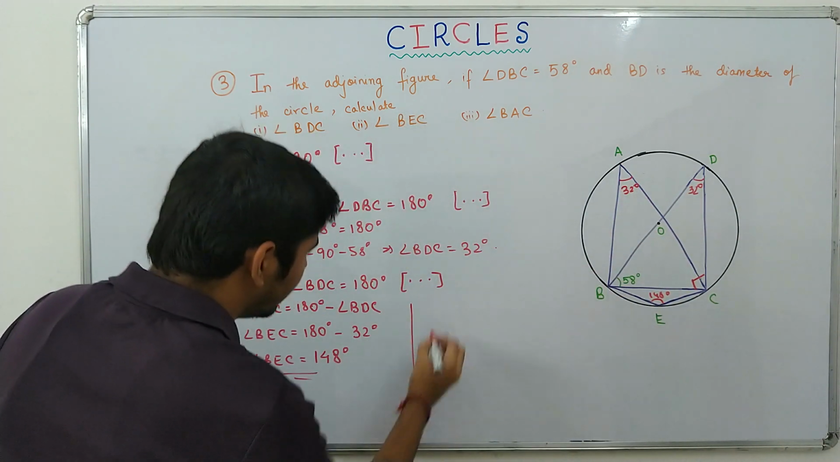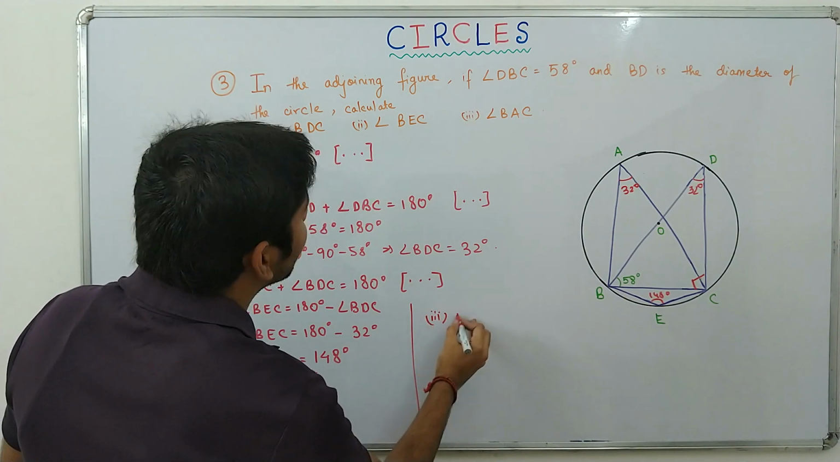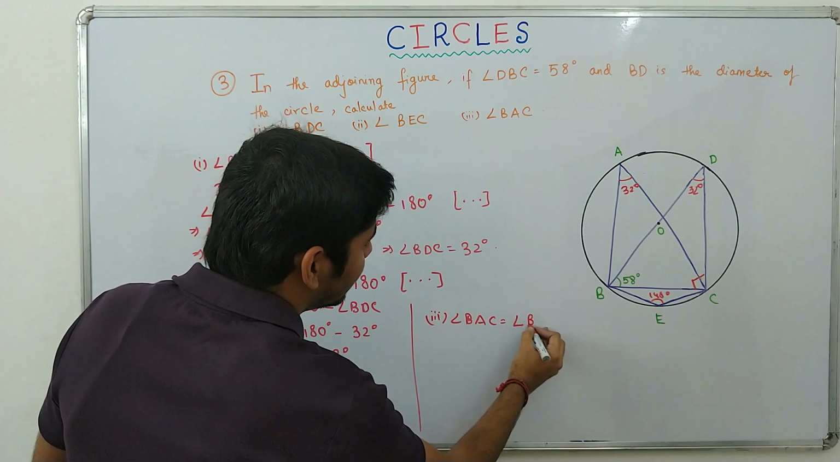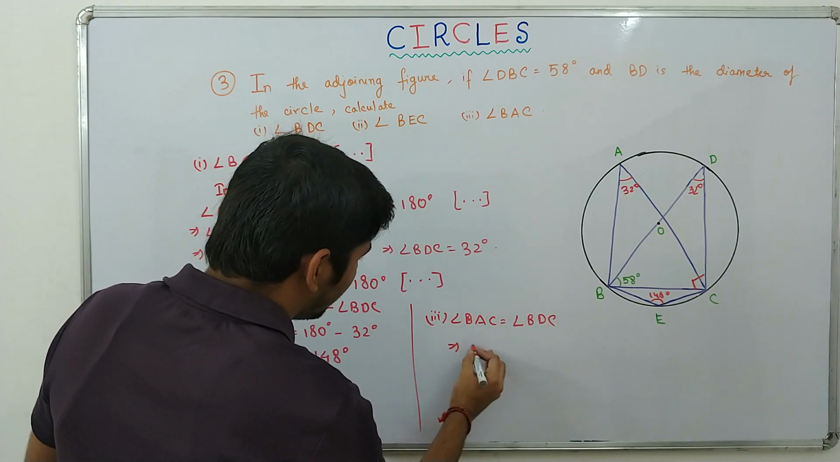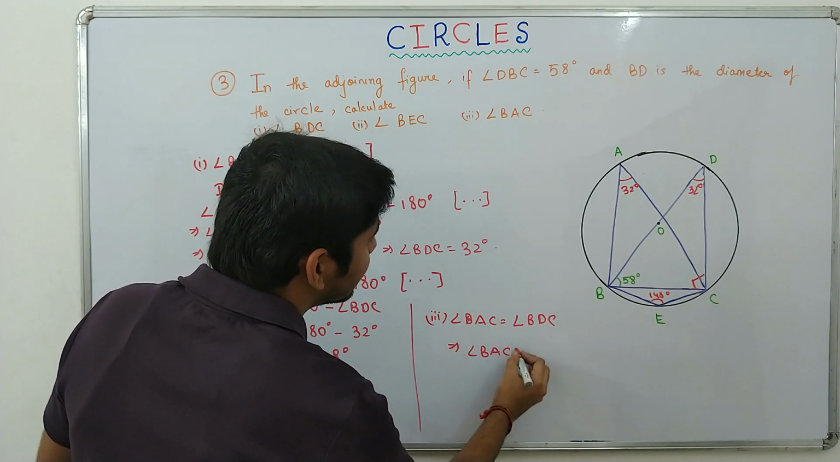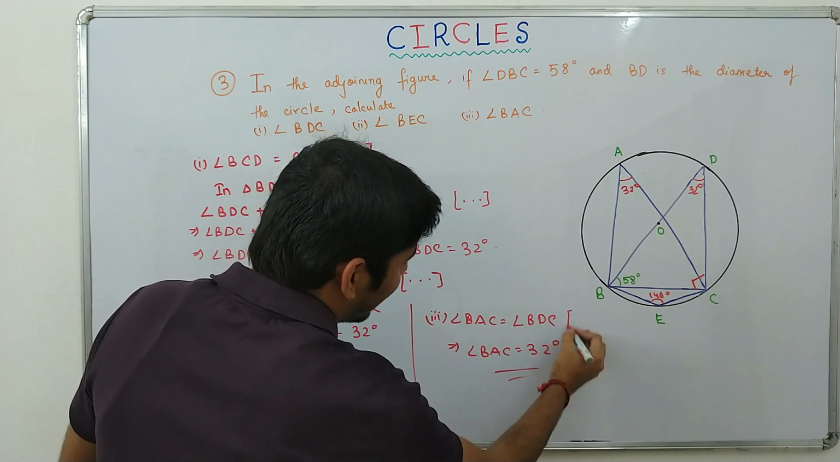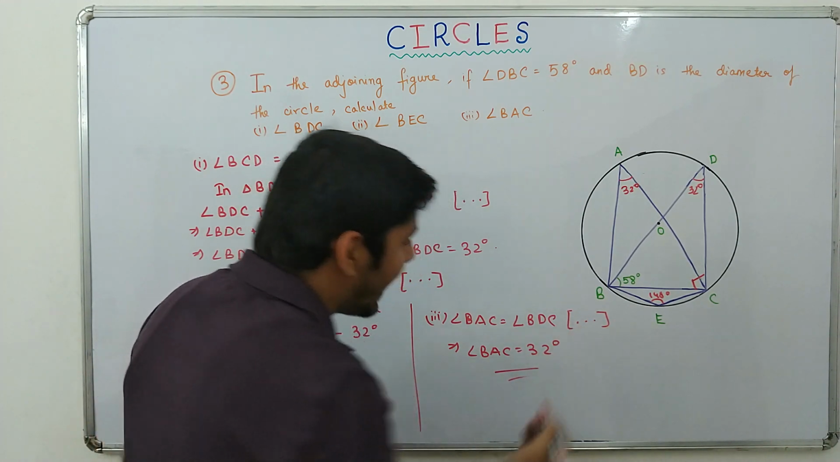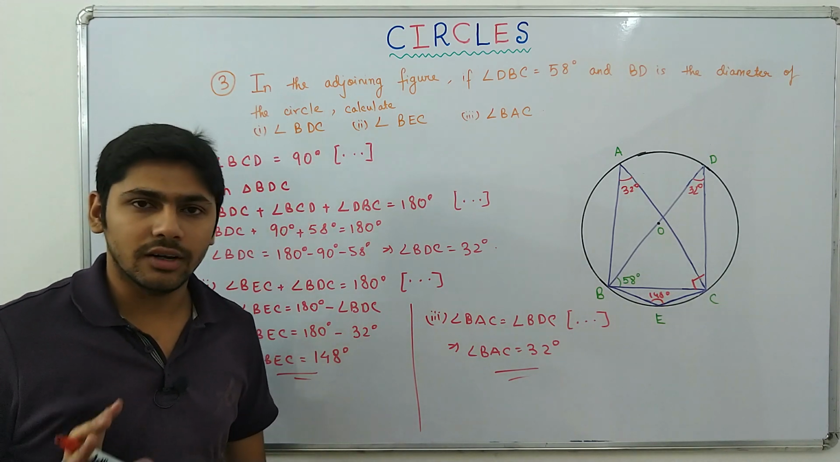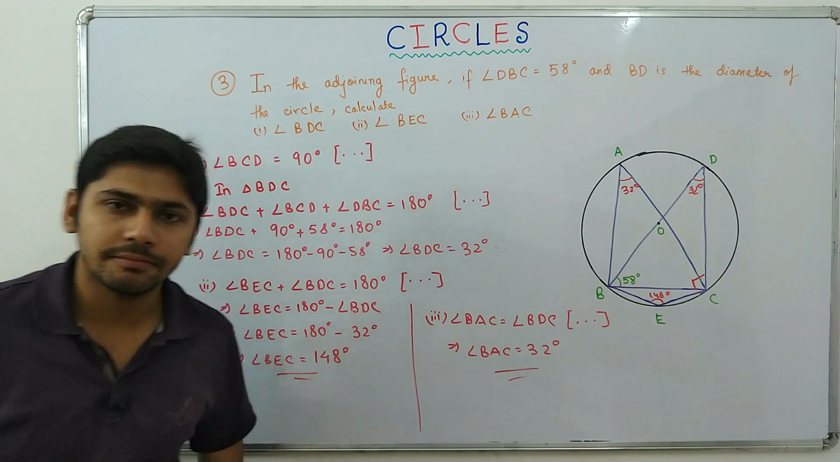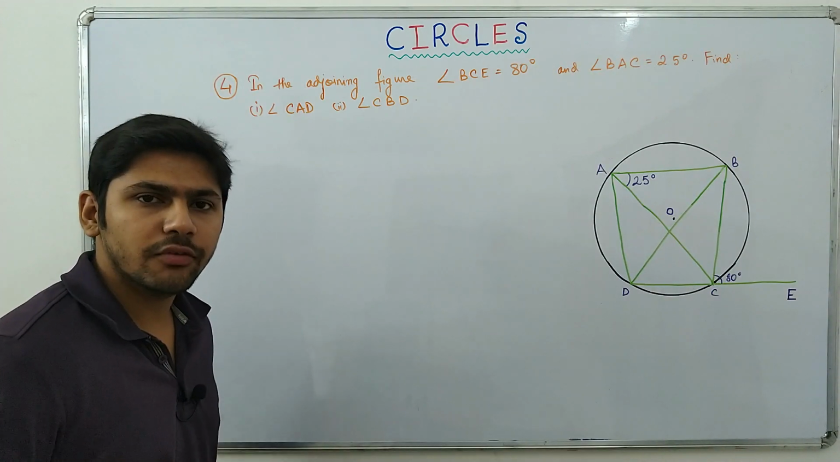So we get our third one, angle BAC is equal to angle BDC. Therefore angle BAC is equal to 32 degree, our third answer. And beside this I will write angles in the same segment are equal. Now that we are done with this sum, we'll move on to the next sum. Moving on to sum number 4.